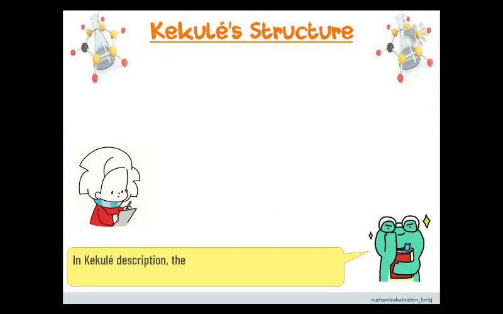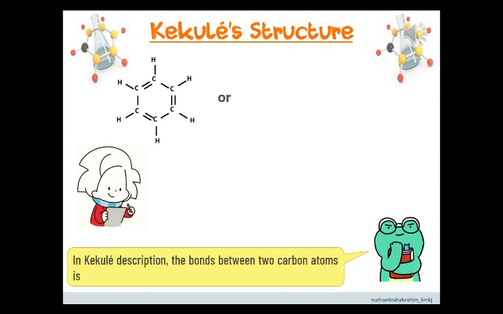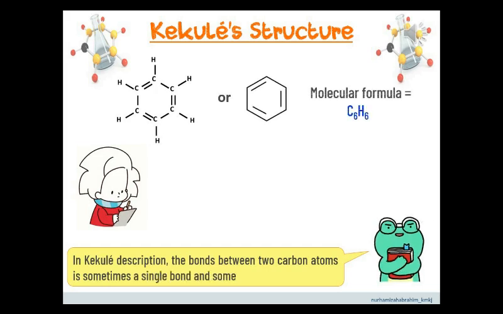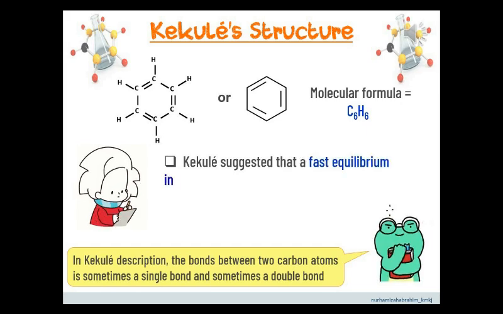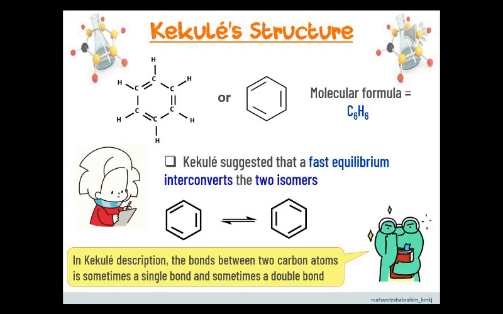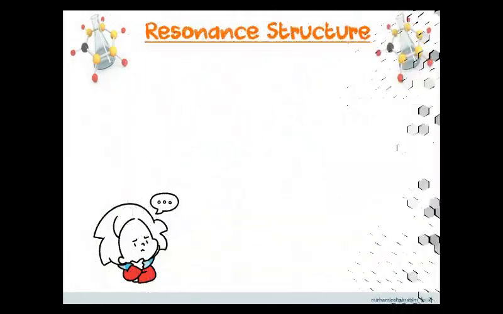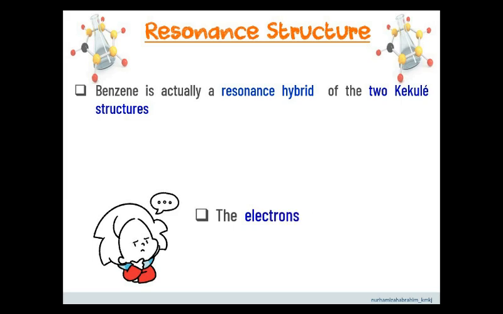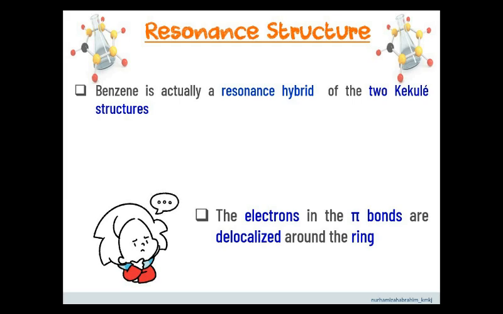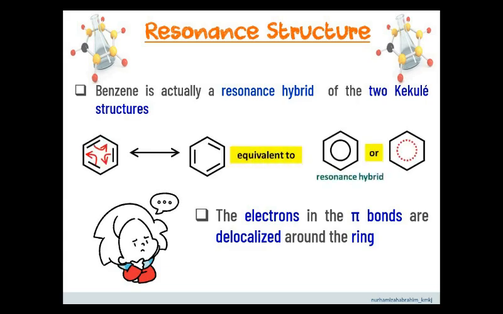In Kekule's description, the bond between two carbon atoms is sometimes a single bond, and sometimes a double bond. Kekule suggested that a fast equilibrium interconverts the two isomers, which are still the same structure. Benzene is actually a resonance hybrid of the two Kekule structures, where the electrons in the pi bonds are delocalized around the ring. We can draw the benzene structure either as a Kekule structure or as a resonance hybrid.